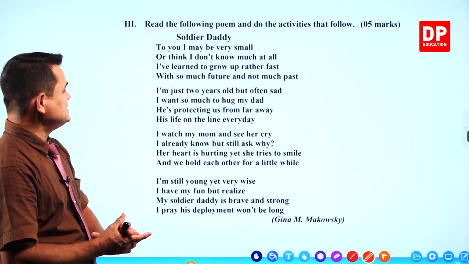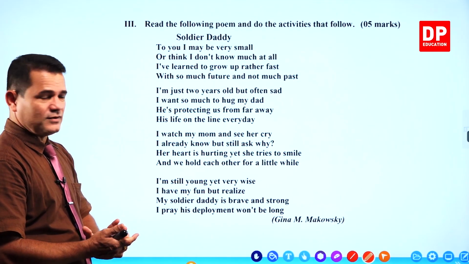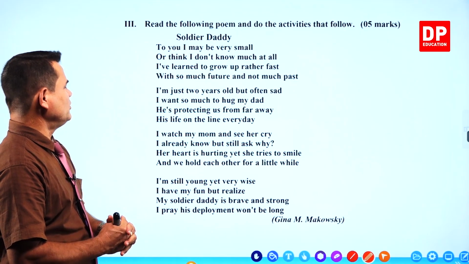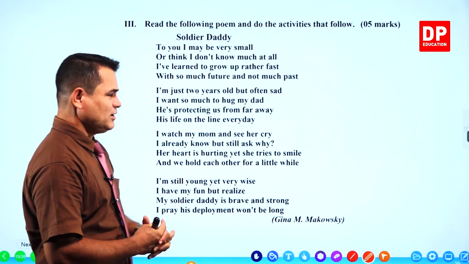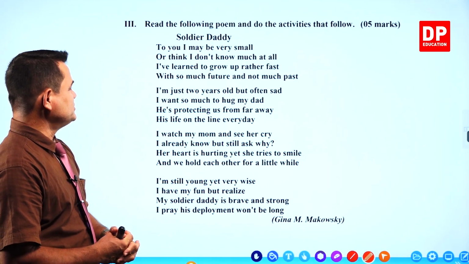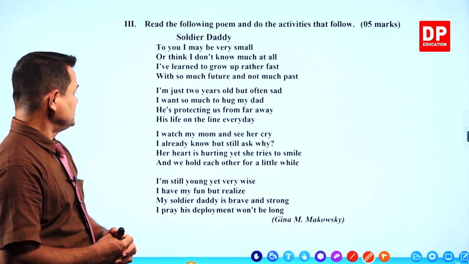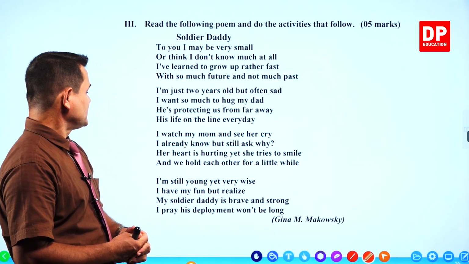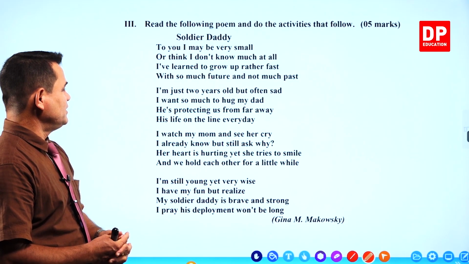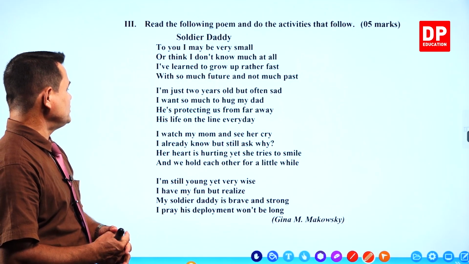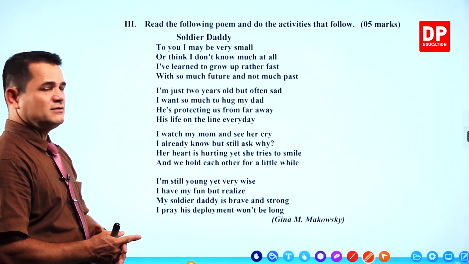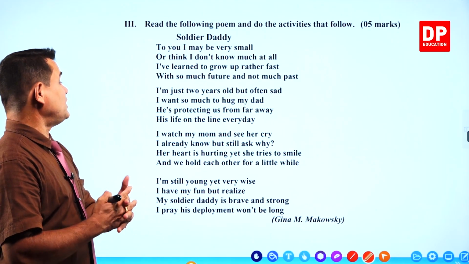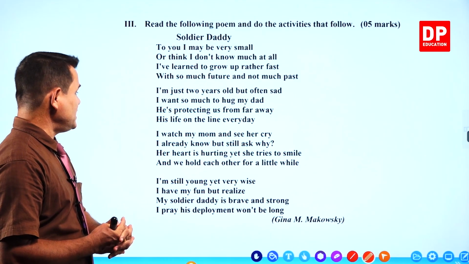Soldier daddy, father. To you, I may be very small, or think I don't know much at all. I've learned to grow up rather fast, with so much future and not much past. I'm just 2 years old, but often sad. I want so much to hug my dad. He is protecting us from far away, his life on the line every day.